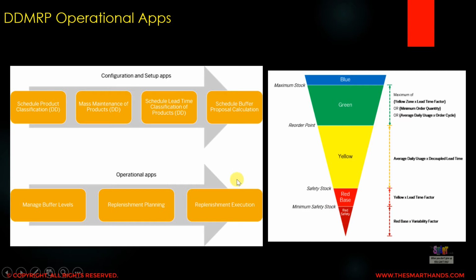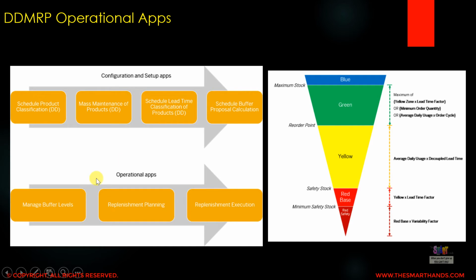Now we'll discuss here the operational apps and also these buffer levels. Here you can see on the left hand side the configuration and setup apps. Step by step we go through these apps. First step is to schedule product classification, second step is mass maintenance of product, and then third is schedule lead time classification, and the last one is schedule buffer proposal calculation.